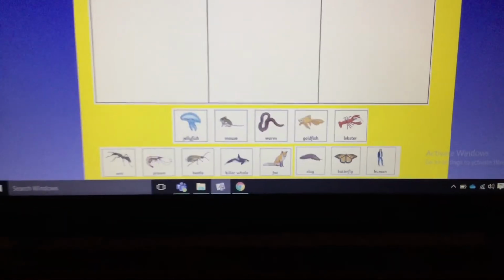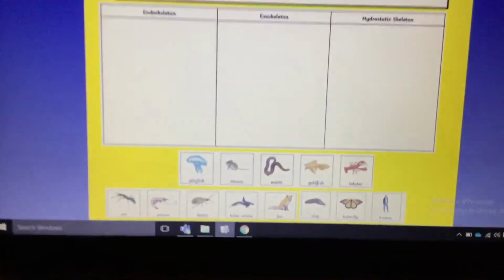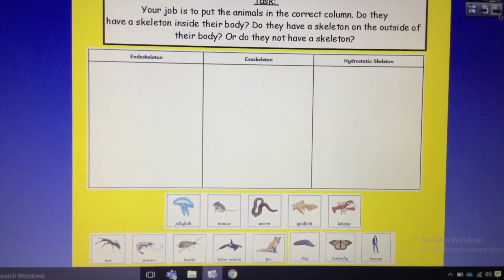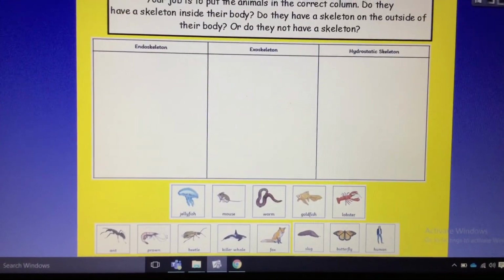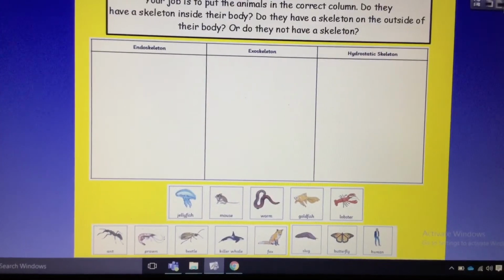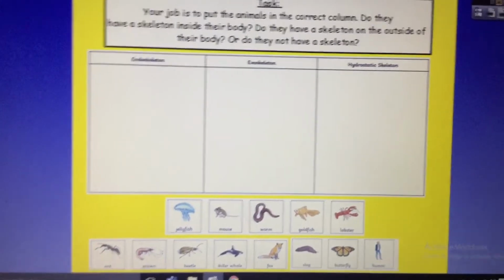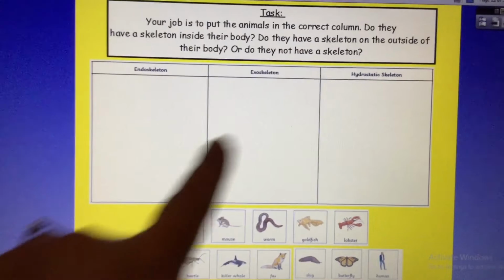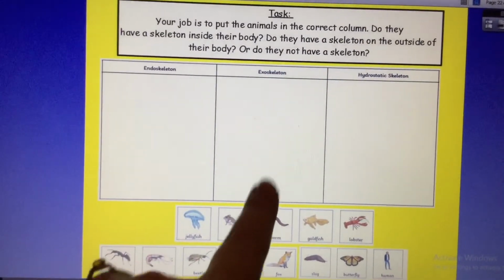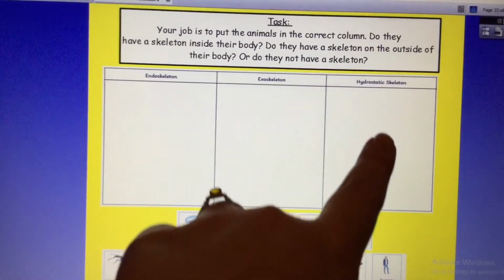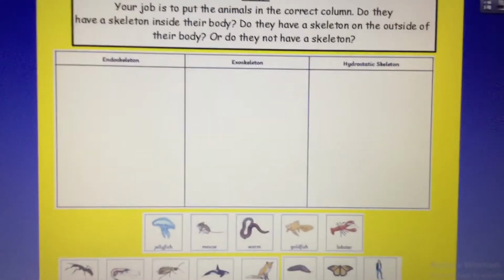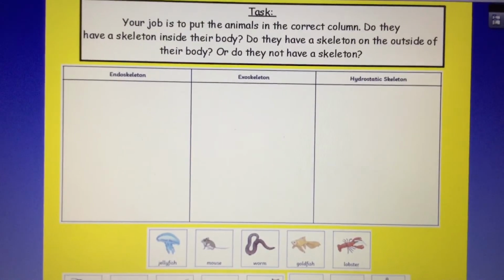Okay, now once you've got all those down, you need to sort them into the correct column. So you need to draw a table, you need 3 columns. So one column, we need to have endoskeleton. The middle column, exoskeleton. And in the last column, hydrostatic skeleton. Pause the video now so that you can draw your table.